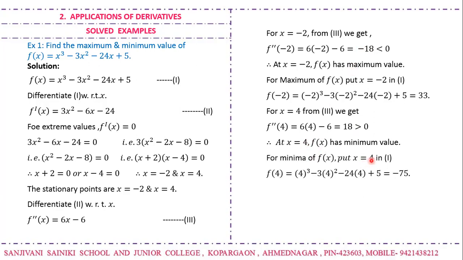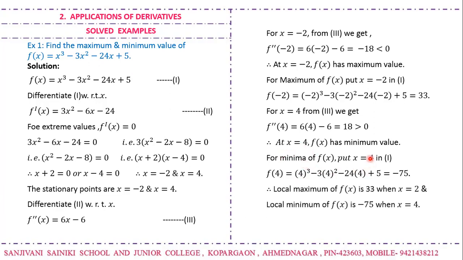And how to find the minimum value? Again put x = 4 in the given function and we obtain the minimum value. So the local maximum is 33, and we obtain it at x = -2, and the minimum value we obtain is -75, and we got this value at x = 4. So these are the maximum and minimum values of the given function, that is, the extreme values of the function.